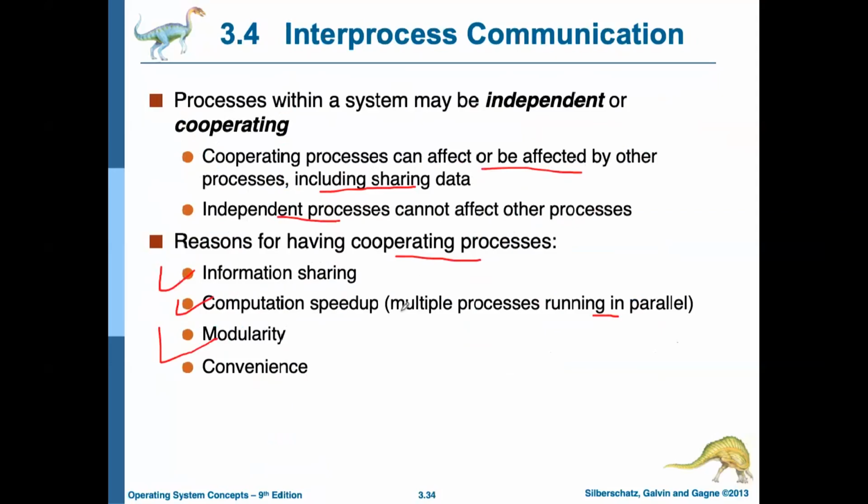We divide the task module by module, so when they are communicating, they communicate among the modules. They call this modularity. And there is also convenience. It is convenient to use; we can plug in and use it in any other situation. So this is one of the reasons for having cooperating processes.